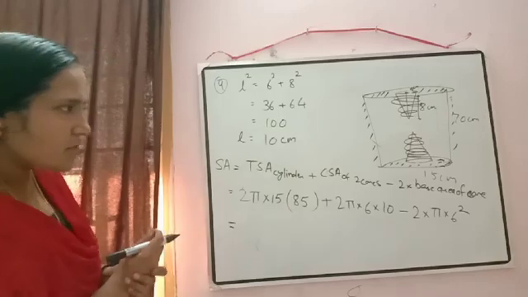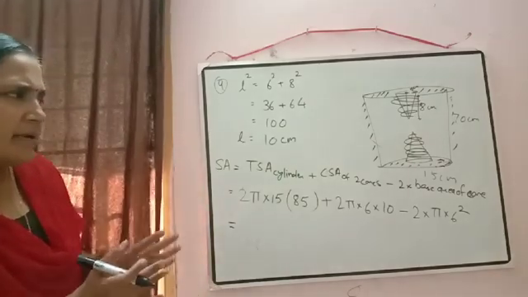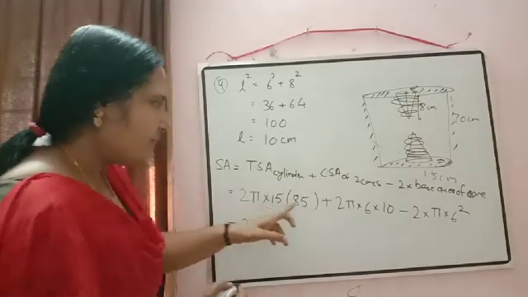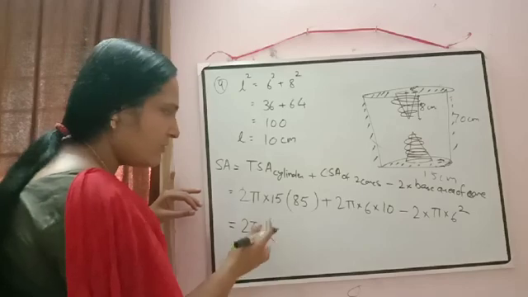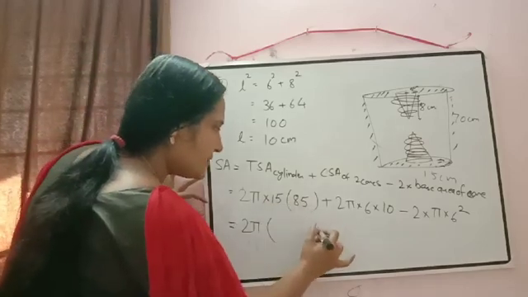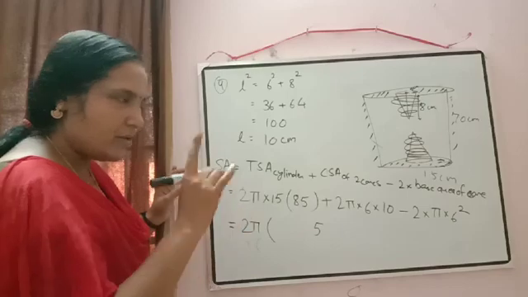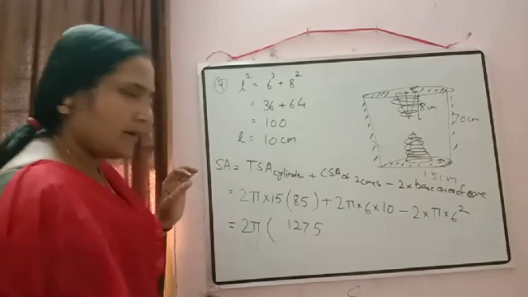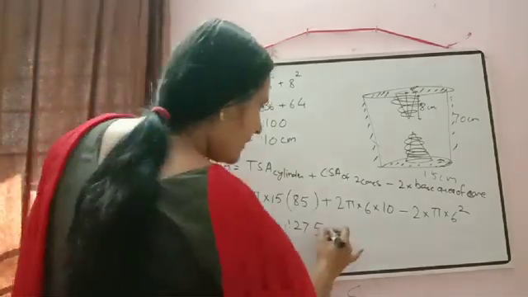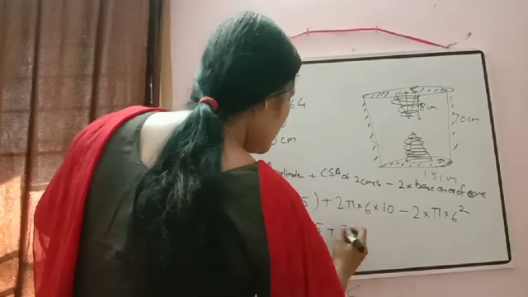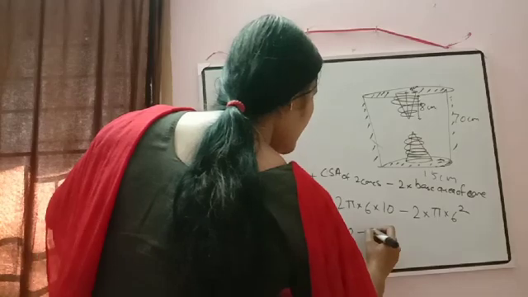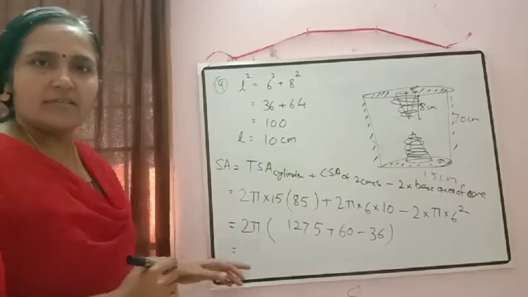Now let us check whether anything is common. 2 pi is common in all, take it outside. The remaining is 15 into 85. If you want, you can multiply: 15 5s are 75, carry over 7. 15 8s are 120, and 120 plus 7 is 127. Then plus, 2 pi taken common, 6 into 10 will be equal to 60, minus 2 pi taken common, 6 square is 36.